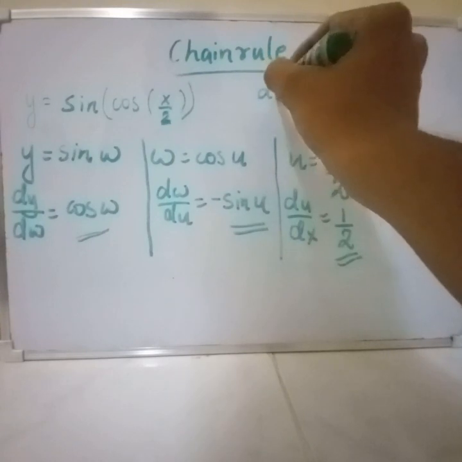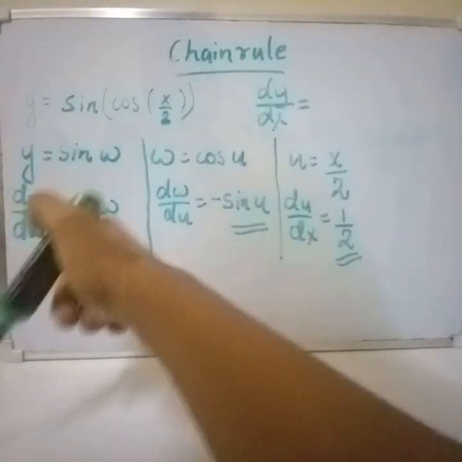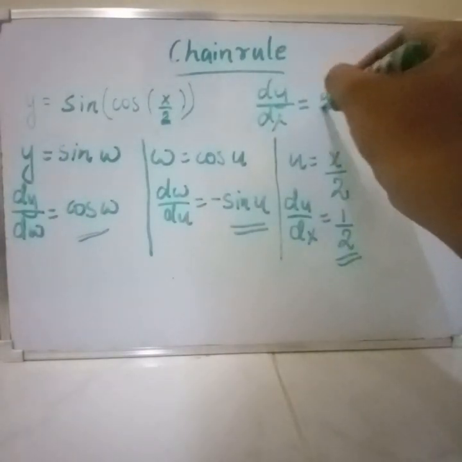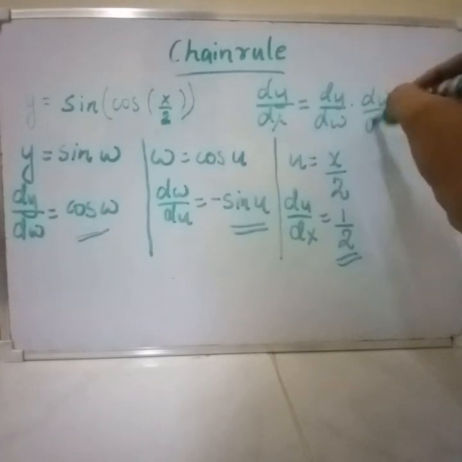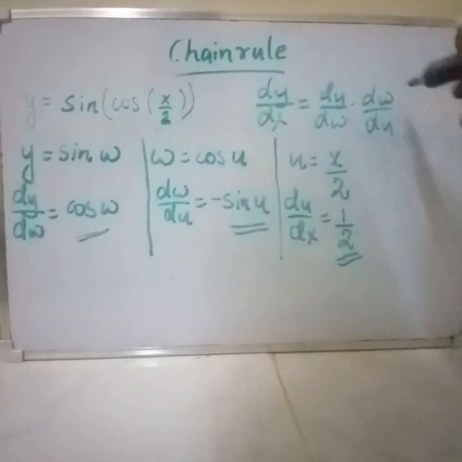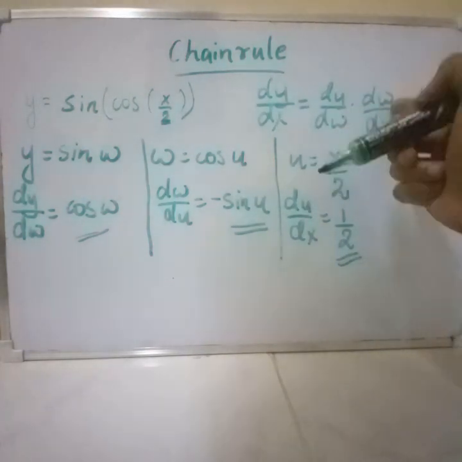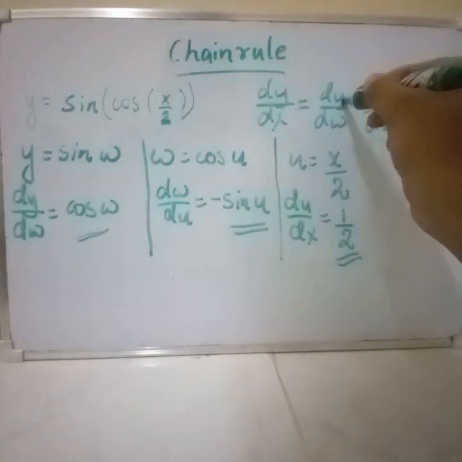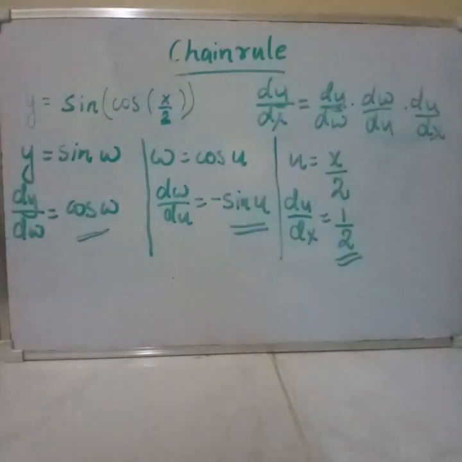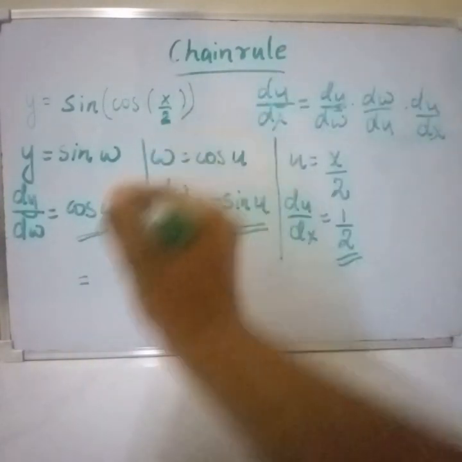Now we can arrange it like this: dy by dx, we can find it like this. First, dy by dw multiplied with dw by du, the second one multiplied with du by dx. If you see here, dw and du will get cancelled, and you'll be left with dy by dx. Now we have to just do the multiplication part.